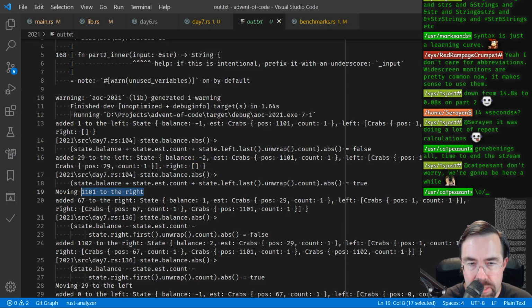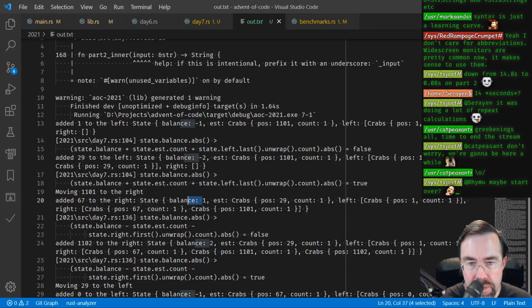Moving 1101 to the right and added 67 to the right. Is that balance correct? 1 to the left, 2 to the right. Yeah, that's correct.